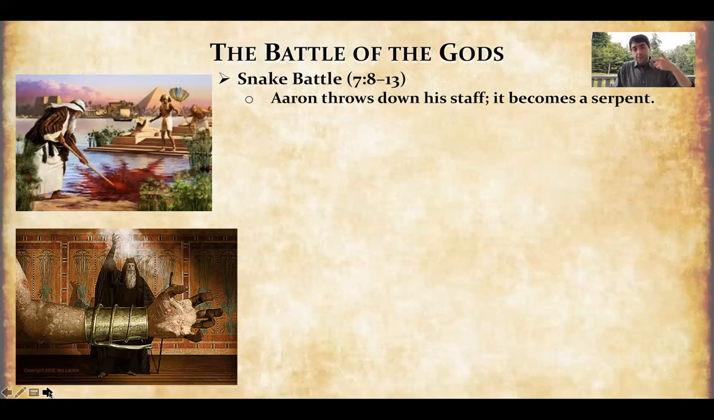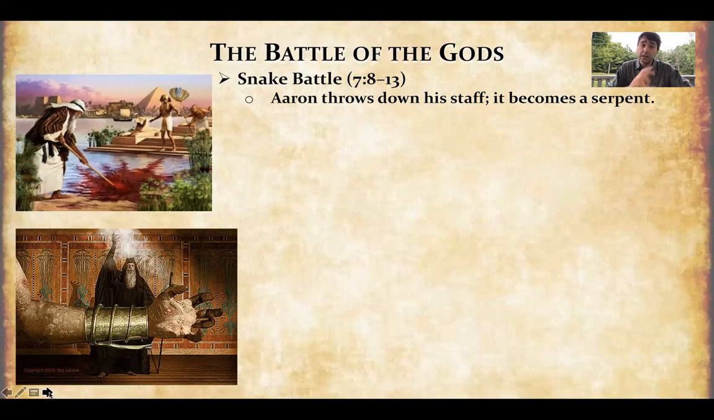So Aaron produces a snake. We might even think of it as a cobra. I think that would have been fitting. And this was a sort of a challenge. Like, you've got a little metal snake on your helmet. I'll produce the real thing right here with my staff.